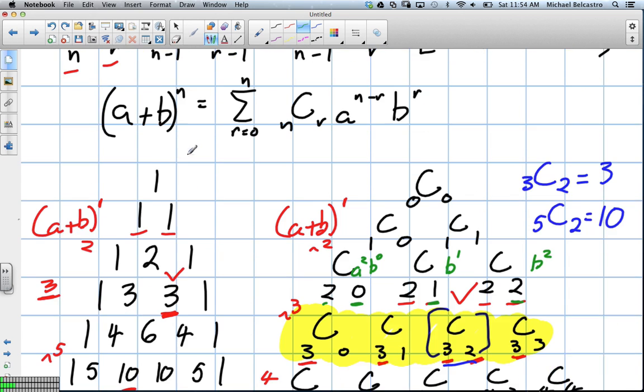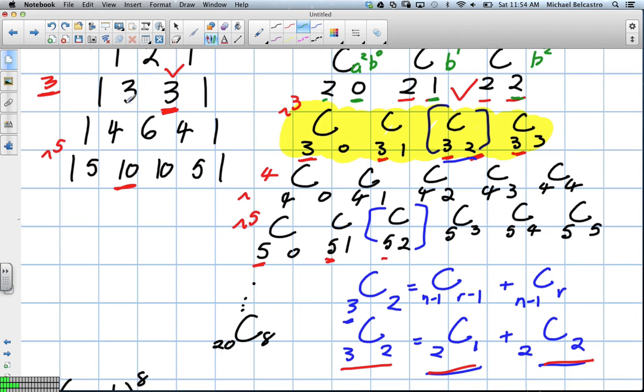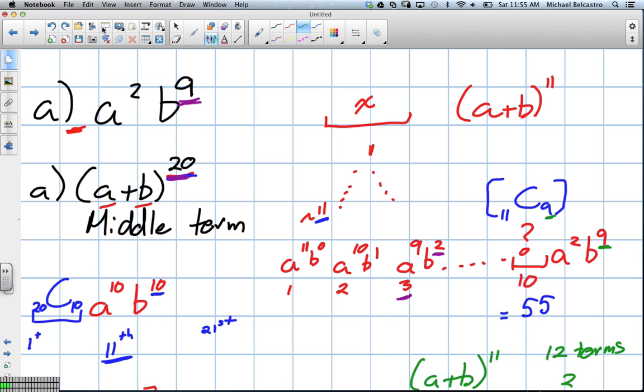We'd get something like this here. The 3 and the 3, or the 10 and the 10, right? And all that would be different would be the exponent values, okay? We can only really get middle terms when we're at an even value there. Okay, so let's see.